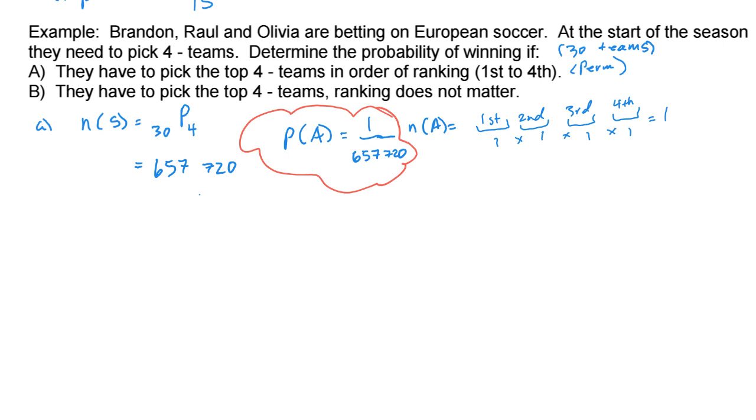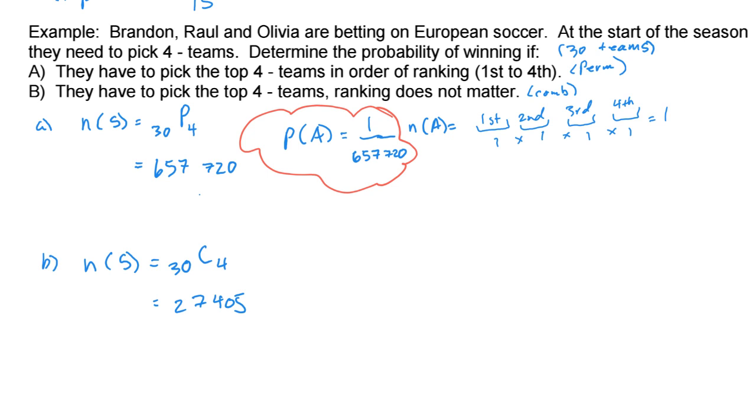So now let's calculate for B. For B, you're going to recognize that ranking does not matter. So the ranking doesn't matter in this case. So this is a combination calculation. Because it's a combination type calculation, we have to calculate n of S, equaling 30 teams, and we're going to choose only 4 of them because we don't care what places they come. So that turns out to be 27,405.